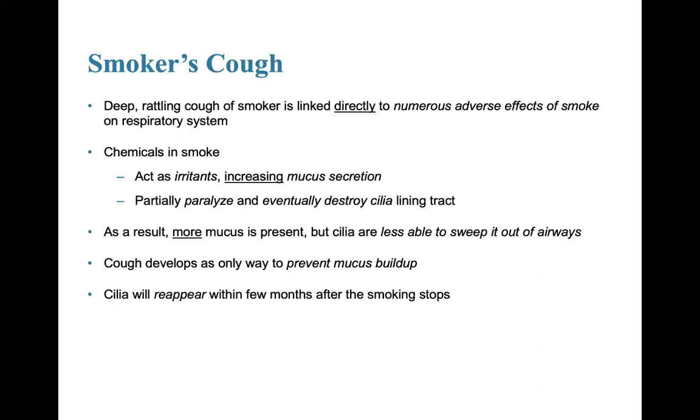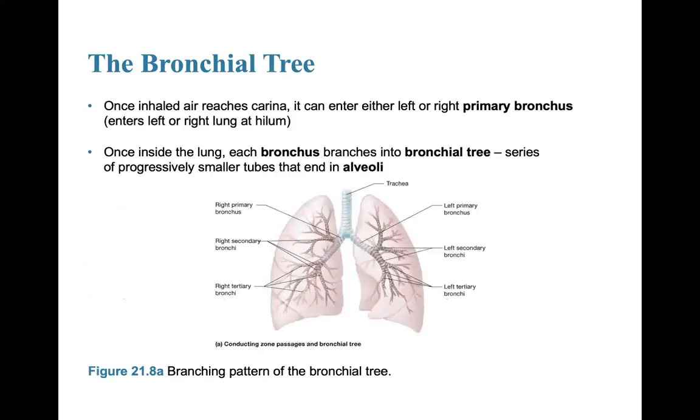It will also partially paralyze and eventually destroy the cilia lining the tract. As a result, more mucus is present, but the cilia are less able to sweep out the airways. Cough then develops as the only way to prevent mucus buildup. Cilia will then reappear within a few months after smoking stops, and that's why oftentimes you can see a little bit of relief in smoker's cough if you do stop smoking.